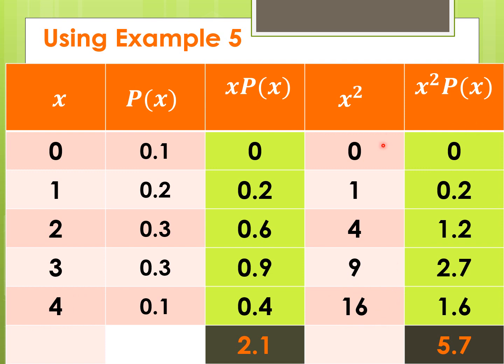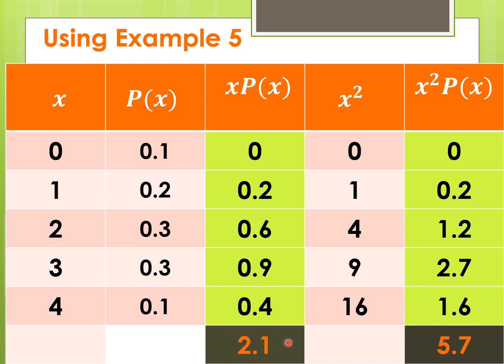And then, multiply natin yung values ng ating fourth column sa second column. 0 times 0.1 will get 0. 1 times 0.2 will get 0.2. And so on. And then after that, i-add natin yung nasa last column natin. So we will get 5.7. Tandaan, 5.7. So eto na yung magiging minuend natin.